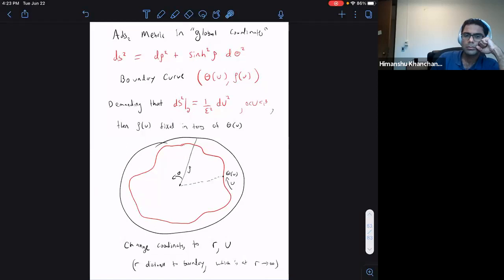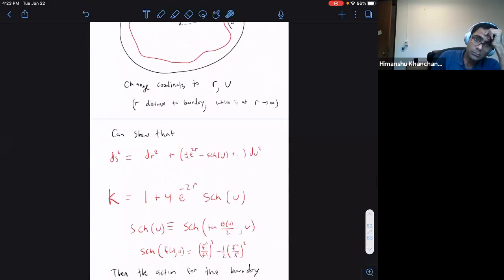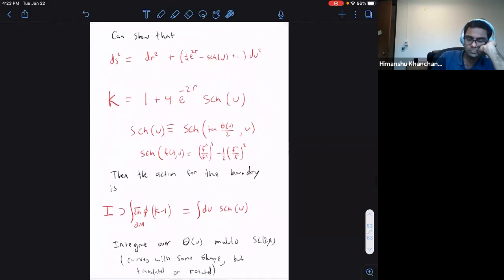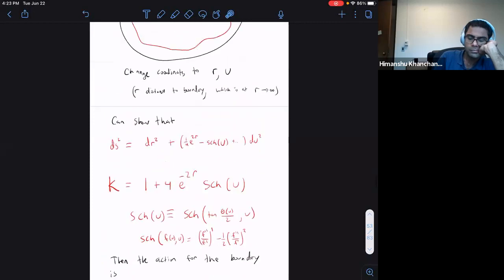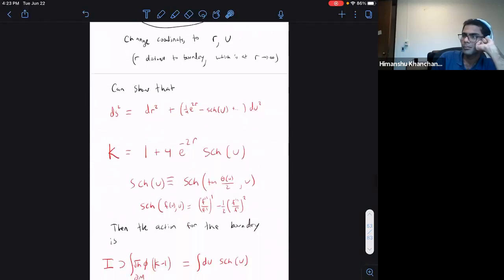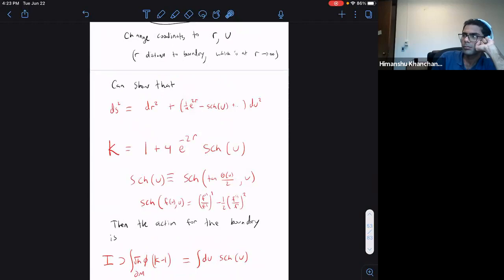This is just saying we can parameterize the boundary in terms of some functions, theta of u and rho of u, where u we can think of as the boundary time. So u is time along this boundary curve, and the total time has to be beta over epsilon. And then in those coordinates, you can change coordinates to u and r, where r is something like the distance to the boundary. U again is this time along the boundary. And there's a nice way to write the metric and the extrinsic curvature of the boundary in terms of a function, the Schwarzian of u, which is this complicated function of theta of u.